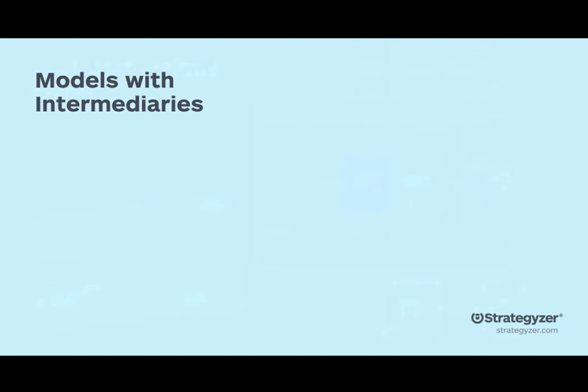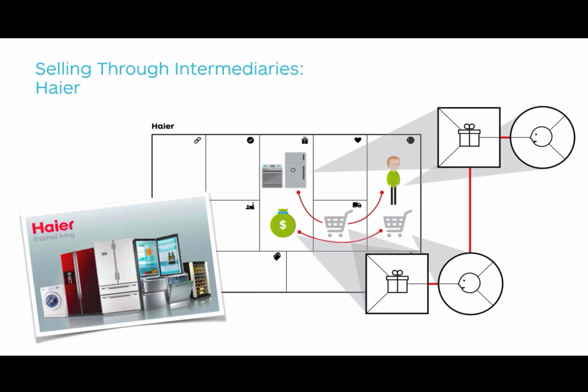A second type of multiple fit happens when you work with intermediaries, meaning you're selling through intermediaries. The illustration we're going to look at here is Haier, the Chinese company that makes home appliances. So they sell to consumers and they have a clear value proposition to consumers with their different home appliances. But in order to succeed, they need to access these consumers. So basically they sell through retail.